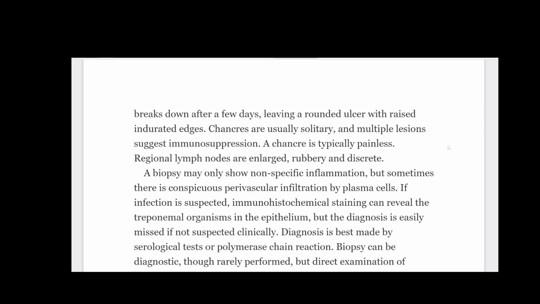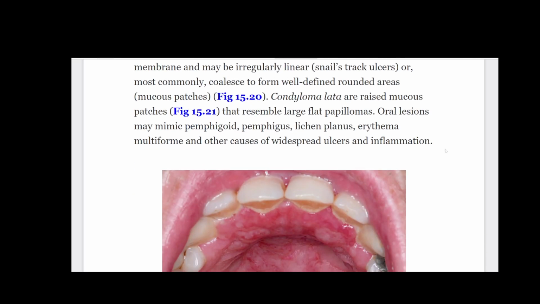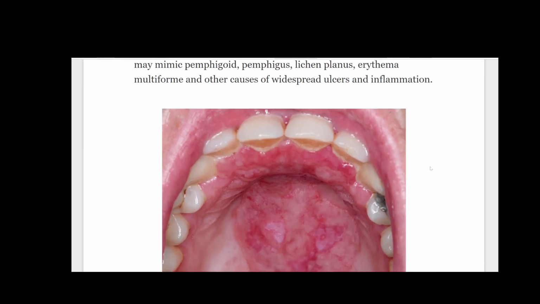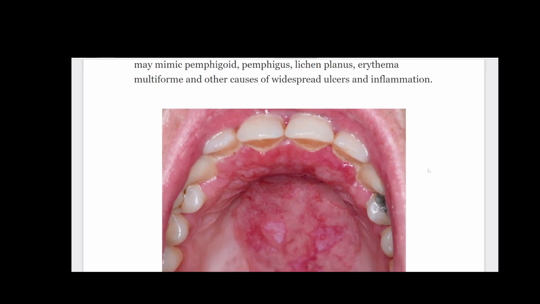Oral lesions, which rarely appear without the rash, mainly affect the tonsils, lateral borders of the tongue and lips. They are usually flat ulcers covered by greyish membrane and may be irregularly linear, snail's track ulcers, or, most commonly, coalesce to form well-defined rounded areas, mucus patches, Fig 15.20. Condyloma lata are raised mucus patches, Fig 15.21, that resemble large flat papillomas. Oral lesions may mimic pemphigoid, pemphigus, lichen planus, erythema multiforme and other causes of widespread ulcers and inflammation.